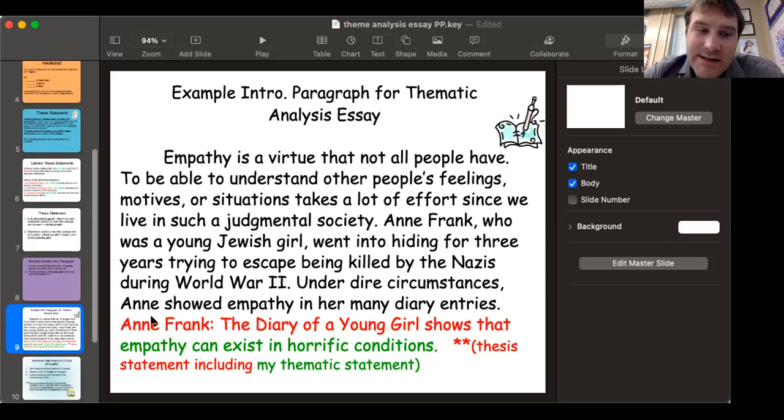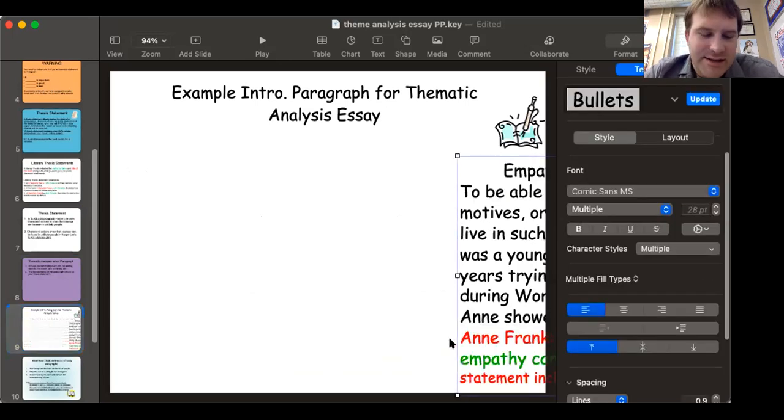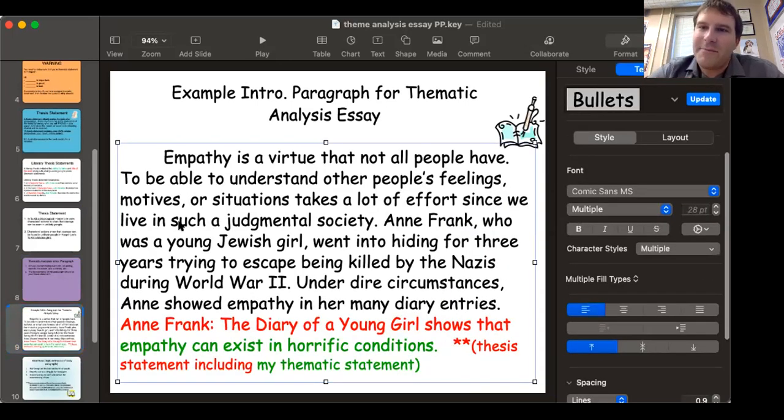Now, the reason why this isn't "Anne Frank, the Diary of Anne Frank" is because Anne Frank was the author, so it just was redundant at that point. You eliminate the second Anne Frank. "Shows" would be our analysis verb, showing us thinking, and then the thing we're going to prove is empathy can exist in horrific conditions. This is the last sentence of the introduction. This is our thesis statement, and I just threw everything over it. There we go. That is our thesis statement.